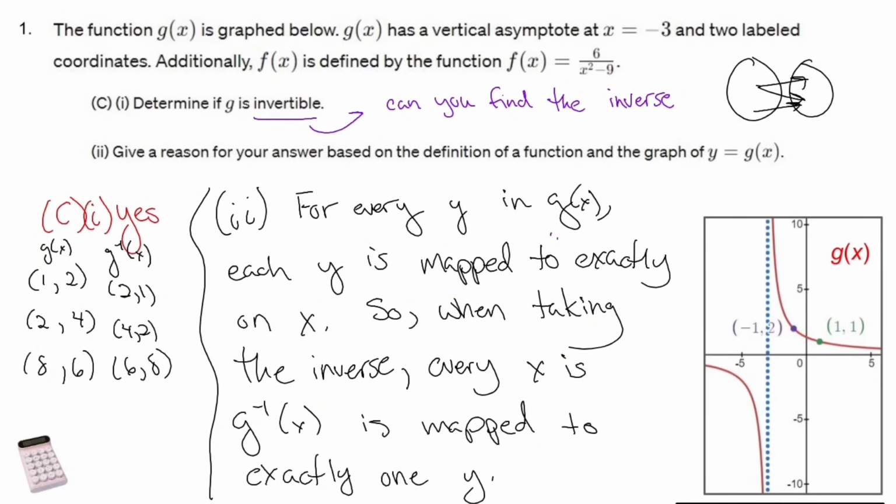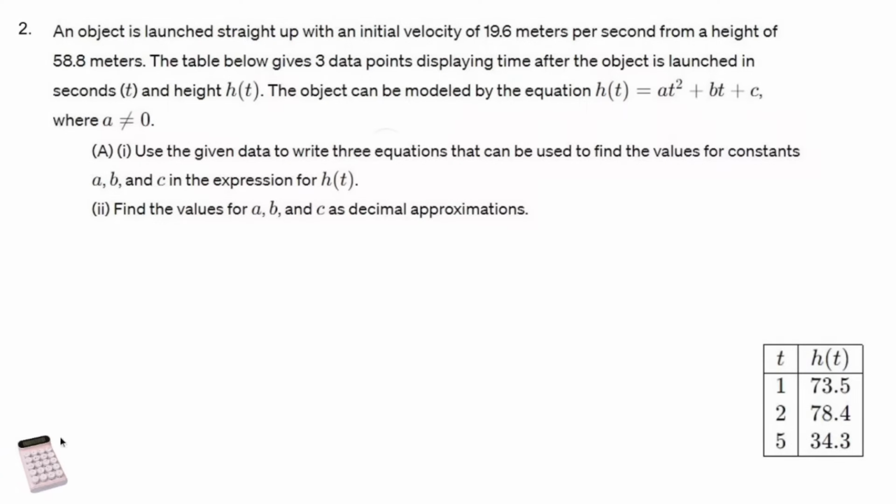Hope this helps. The second FRQ, in the 4 problems that we're going to see on every AP Precalculus exam, is about an object launched straight up with an initial velocity of 19.6 meters per second from a height of 58.8 meters. The table below gives 3 data points displaying time t after the object is launched in the air, in seconds, and height h of t. So after 1 second, the object is that high in the air. After 2 seconds, it's that high. After 3 seconds, it's that high.